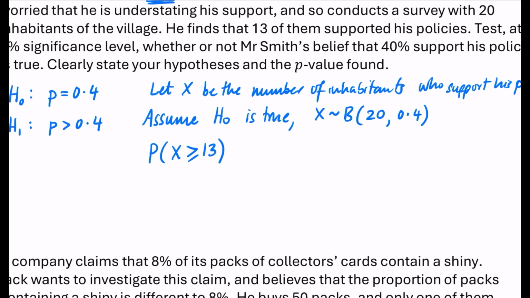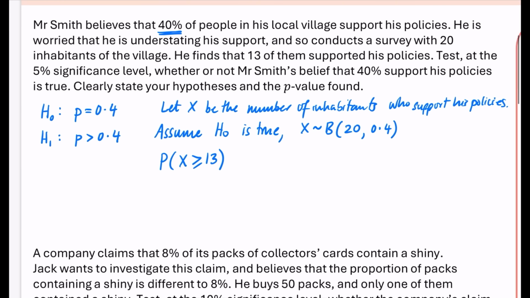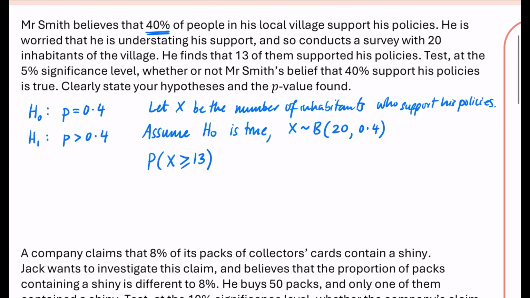But 13 already feels like quite an overstatement, doesn't it? Because 13 out of 20 is 65% of people that he asked. But we need to know if this is significant or whether this is just sort of general variation that we've got here.